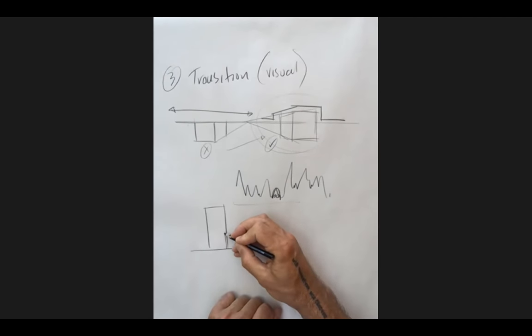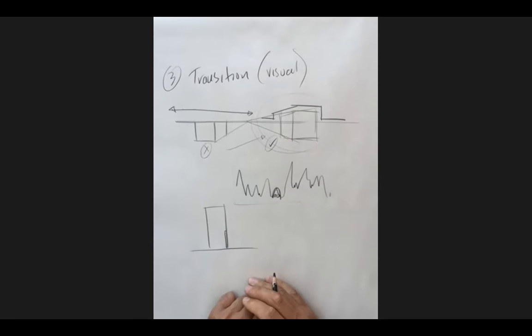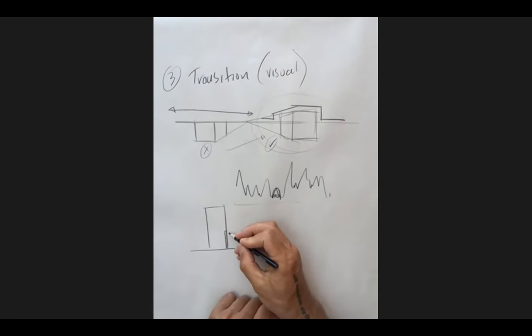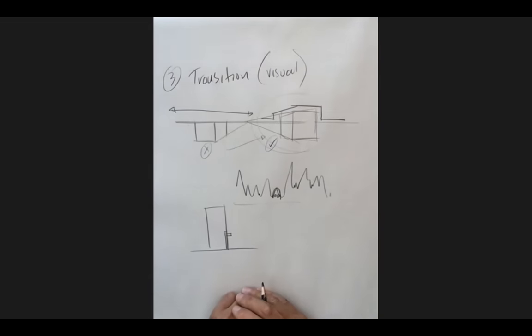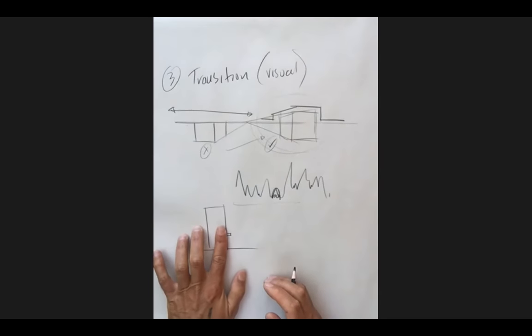But you arrange a lamppost next to your building like that, or sorry, a street sign next to your building like that, and then the street sign coming out of the post like that. Well, what it looks like is that that street sign is growing out of the building, right? Or that ledge is growing out of the building.